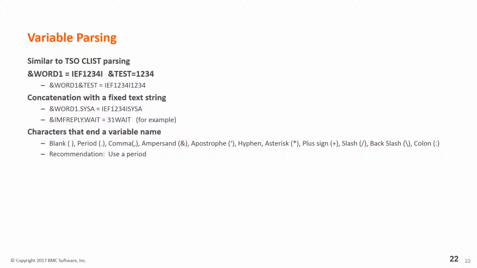It's also possible to concatenate a variable with a fixed string of data, and the way we would do it in this case is we have ampersand word1, which is the variable, dot sysa, which is the text, and that'll resolve to the value of word1 and then sysa. The period is removed because it denotes the end of the variable name. Now, variables can be ended with a whole bunch of different characters. They're listed here. I'm not going to read through them, but generally any of the special characters you would use, but we strongly recommend that you use a period for ease of readability.